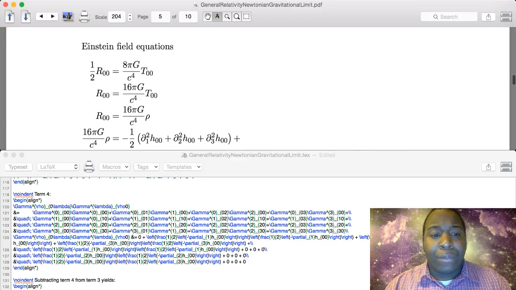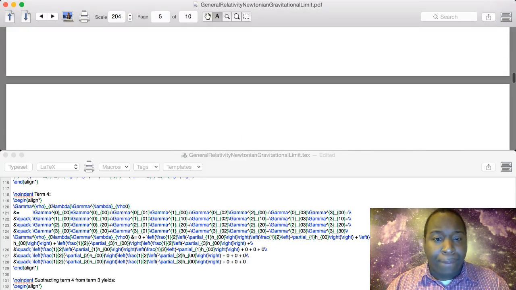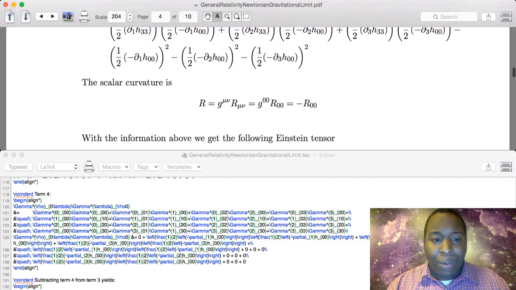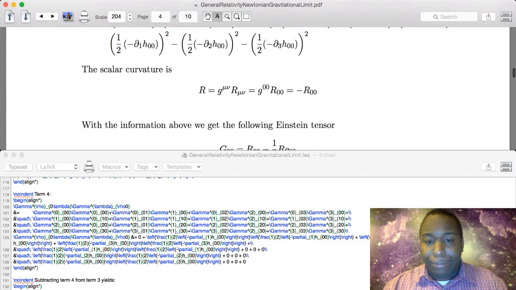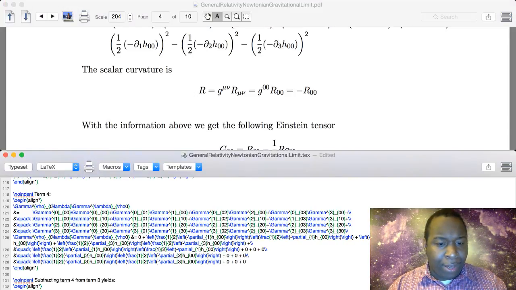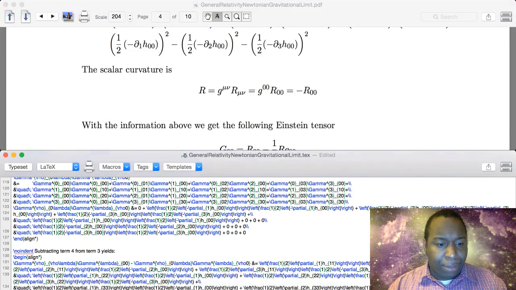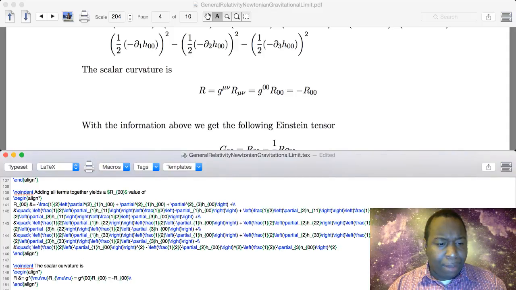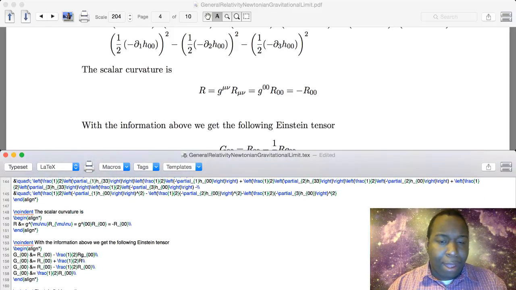So I'm going to scroll back up top, and we're going to go back here. This statement is not right, so I'm going to have to make modifications to it. Let me go ahead and find it. Term 4... Here we go.